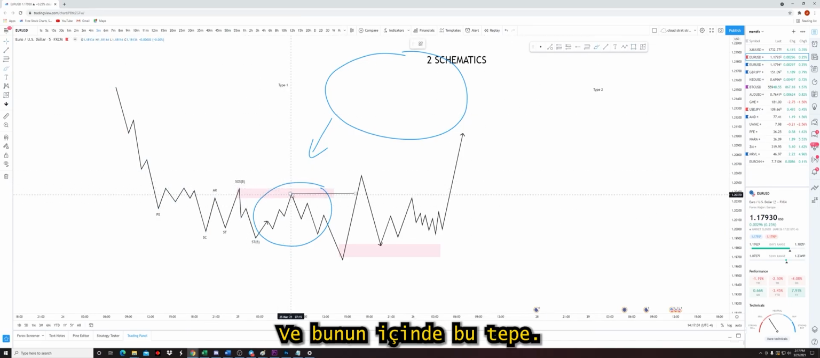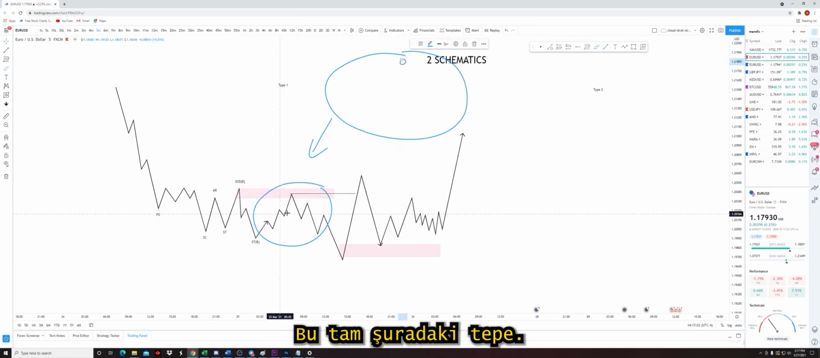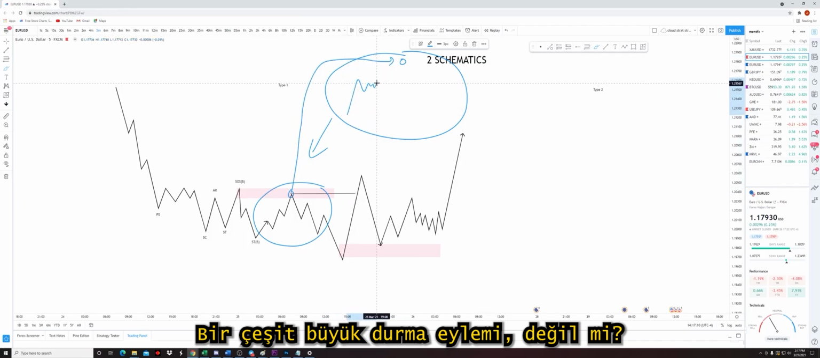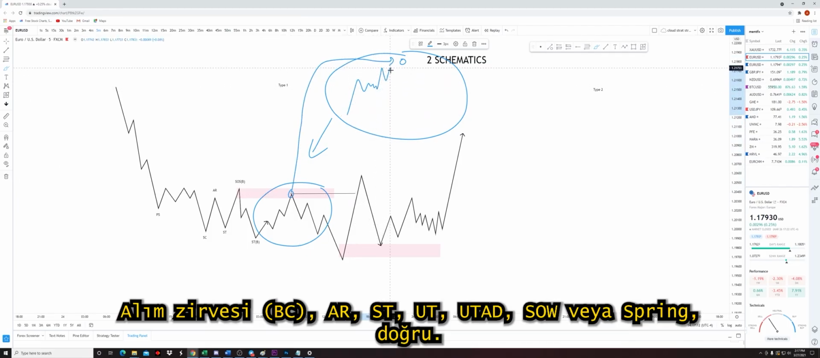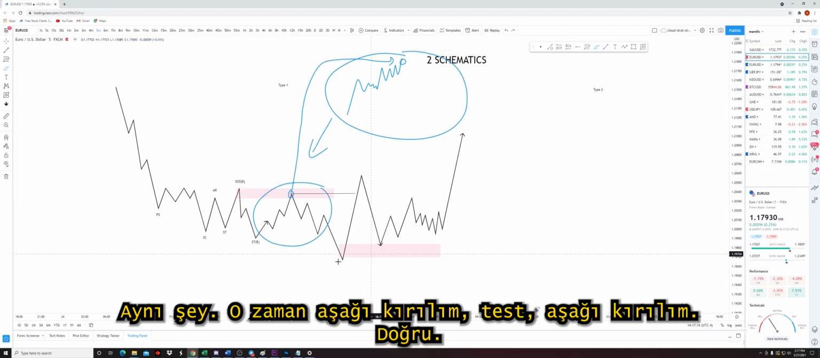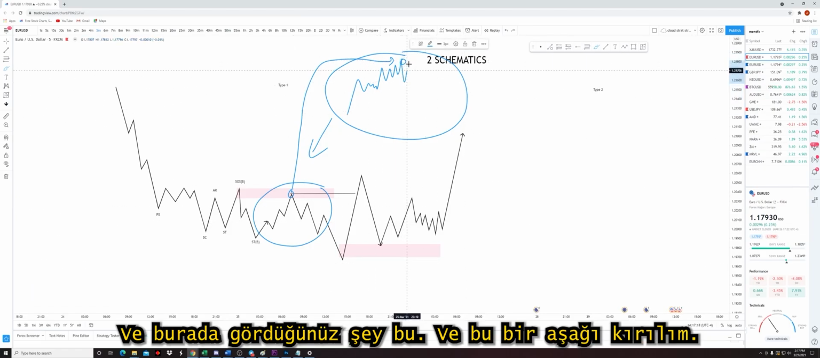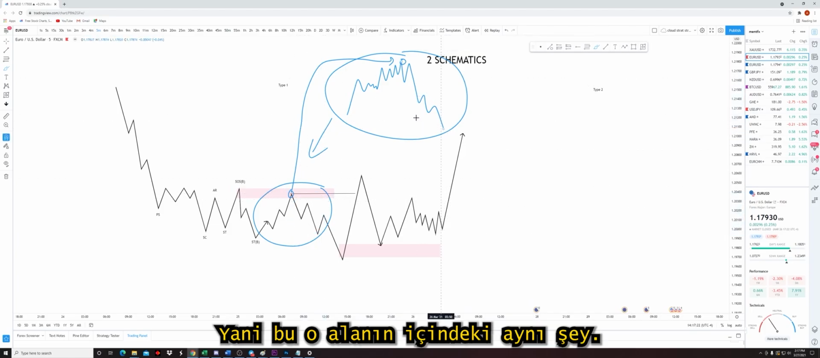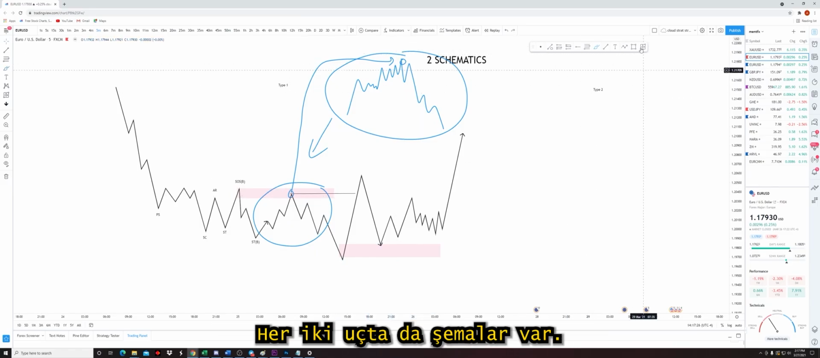You can see that this move came to mitigate supply. Right, and inside of there, this peak, so if this is that peak right here, same peak, that same peak on a lower time frame is going to look like what? Big stopping action of some sort, right? Buying climax, AR, ST, UT, UTAD, or spring, same thing, so we'll talk about that in a second. The breakdown, test, breakdown, right, and that's what you see here, and that's that breakdown, and you can still be a part of this overall sell from that area, so this is the same thing inside of that area.